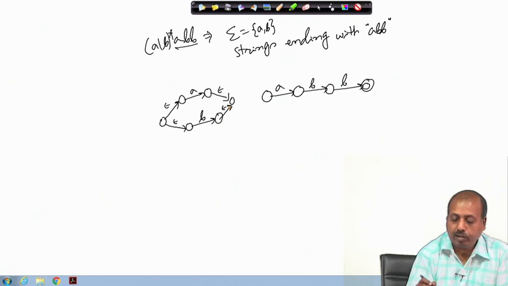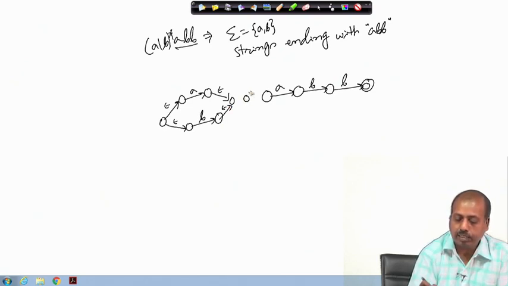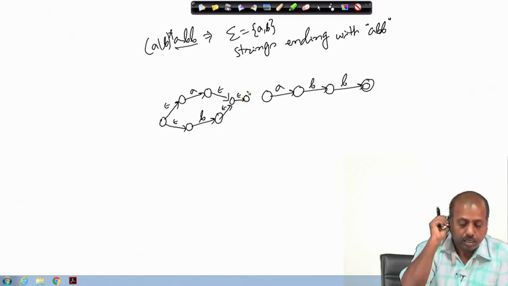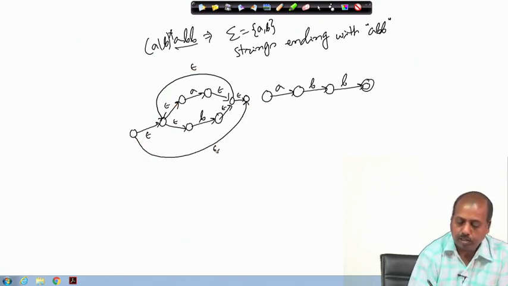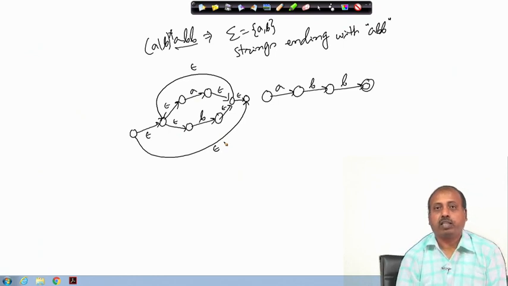So, for making A or B star, I have to take another final state, and from here I have to add an epsilon transition, and I have to have one initial state from where there will be an epsilon transition. Now, from this state it should come back here, that is an epsilon transition, and from here it should go there, which is an epsilon transition.